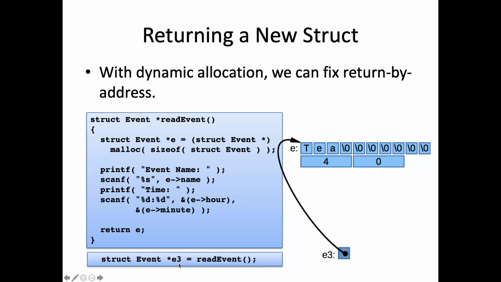Since it's in heap memory here, the caller can use that pointer as long as they want. They just need to remember to free that memory when they're done. So now we know how to define structs. You can put as many fields in them as you want. And we know how to allocate them as local variables. We know how to allocate them on the heap.